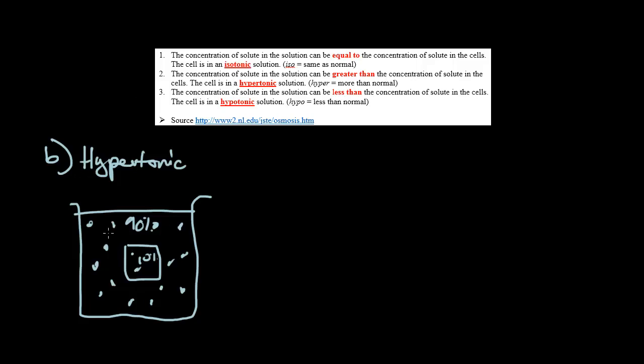Now, outside, the solute concentration is much more than what's inside the cell, therefore it's hypertonic. Hyper, remember, means more than normal. So outside, the solute concentration is more than normal. I hope you understand that, and if not, just reference this. Now we'll move on to the next one. So we have hypotonic.